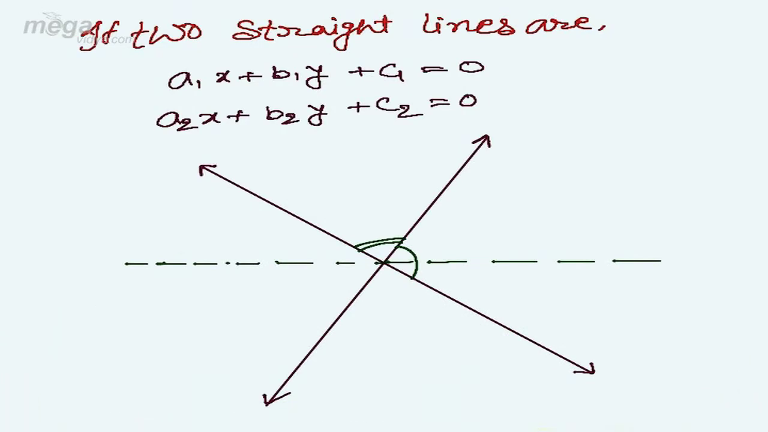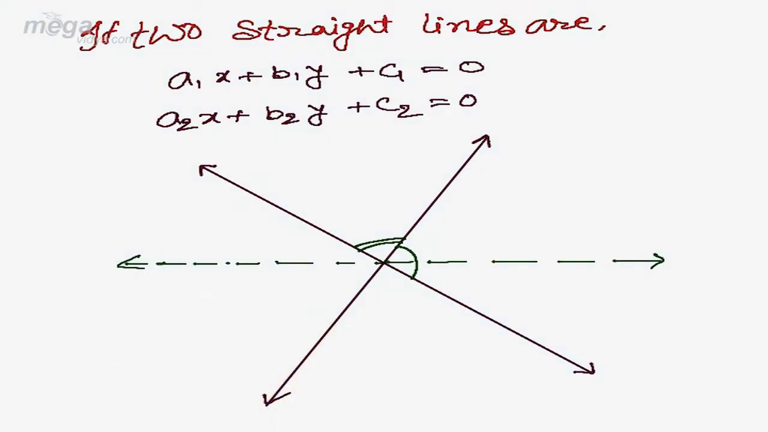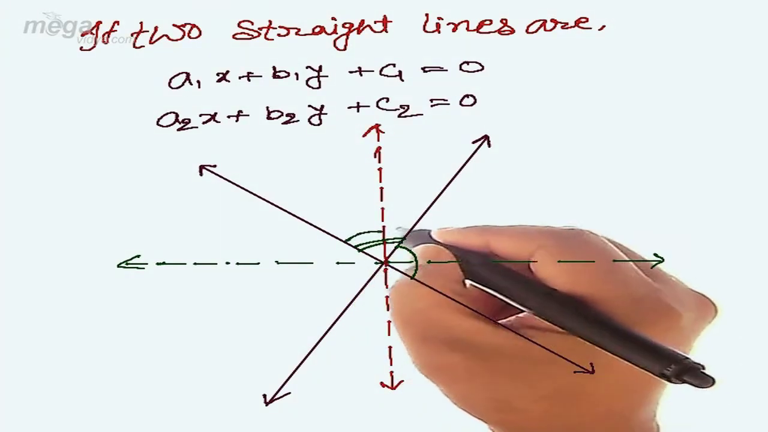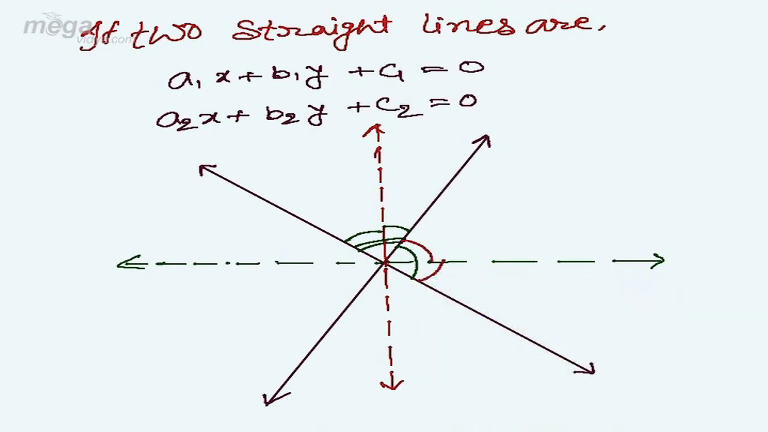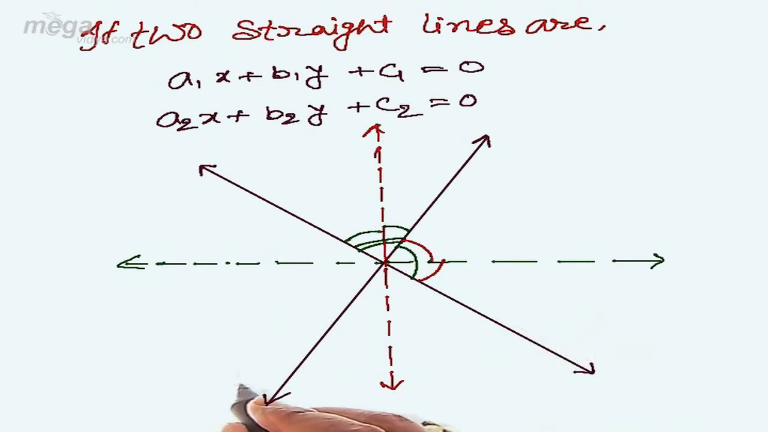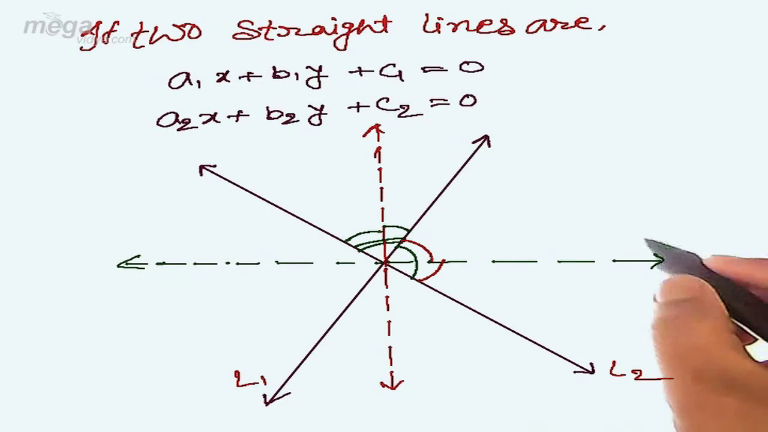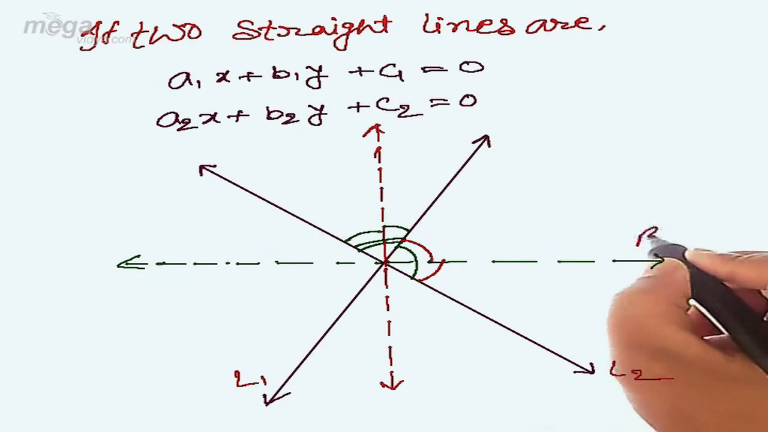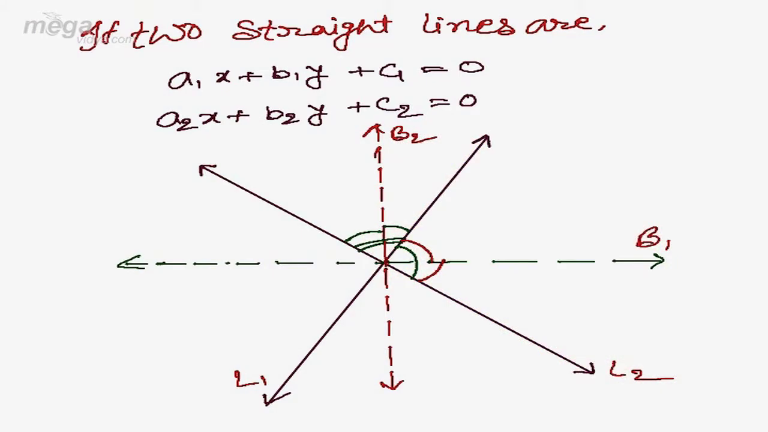If we take this line as one of the bisectors of one of the angles, such that this angle is equal to this angle and this angle is equal to this angle, now you have to find the equation of these two bisectors. Here this is line 1 and this is line 2. This is bisector number 1 and this is bisector number 2. Now you have to find the equation of these two bisectors.